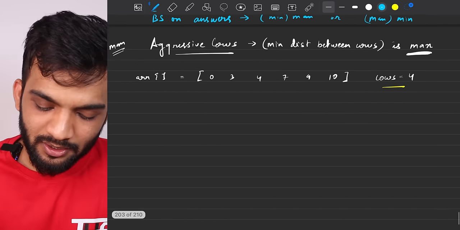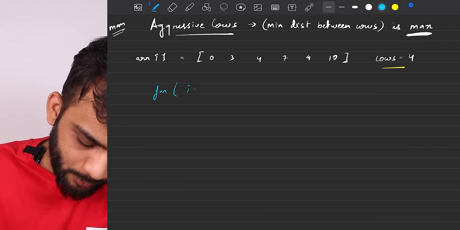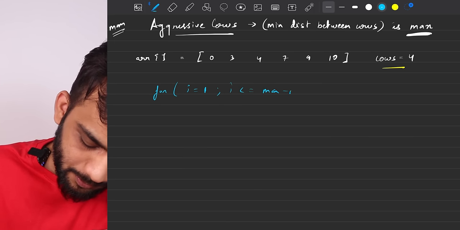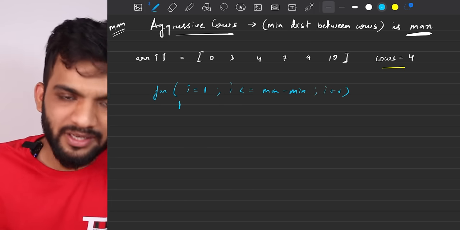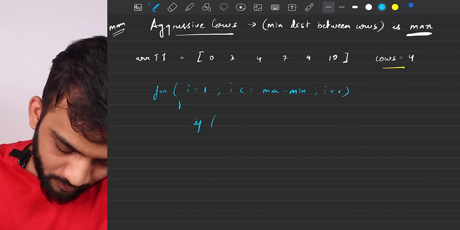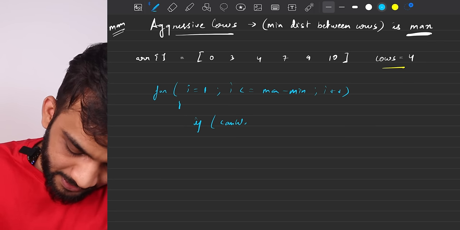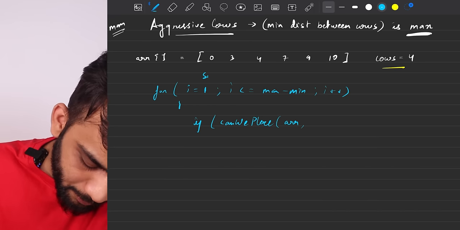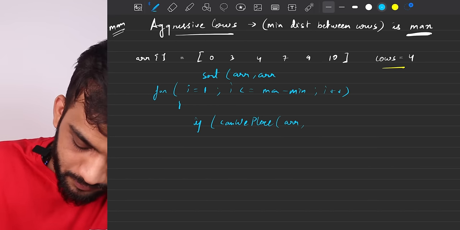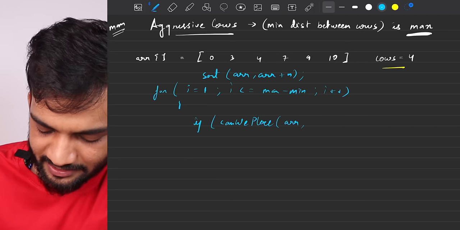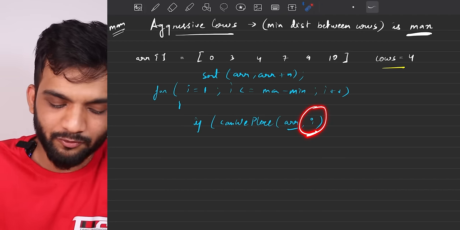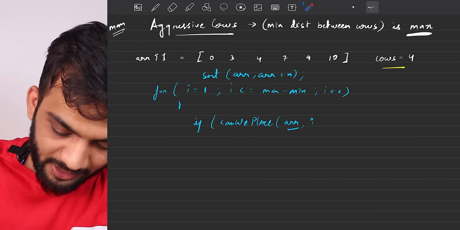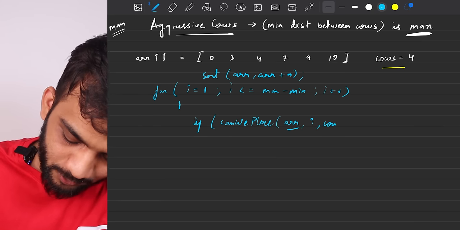If I have to write the linear search, can I write it like for i equal to something like maybe 1 and then we can go on till max minus min and then i++. What do we need to check? Can we place cows? And we will pass on the array which has the stalls. Just make sure before this you sort the stalls in ascending order. You just see this and you pass on that this is the minimum distance that you have to maintain. Also make sure that you pass in the number of cows because that is what he has to place.